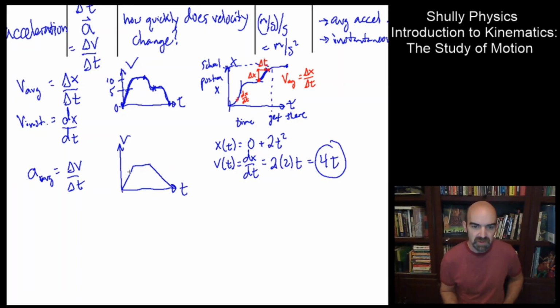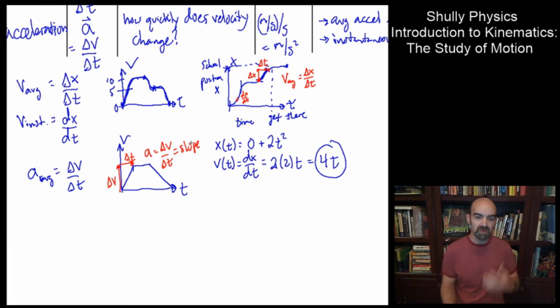Then we could look at this first segment and notice that the velocity is changing, though the slope's constant, and the acceleration describes a change in v over a change in t. So that slope is the acceleration. The slope of a velocity-time graph is the acceleration.